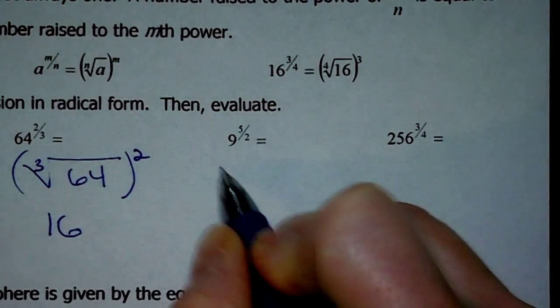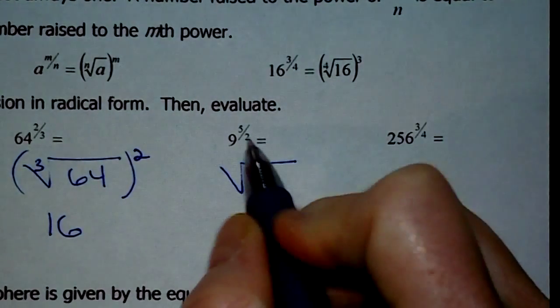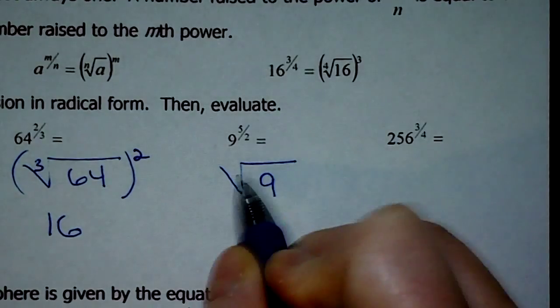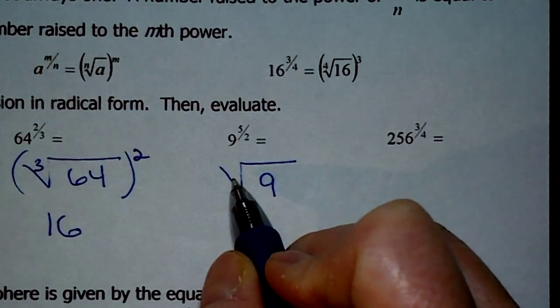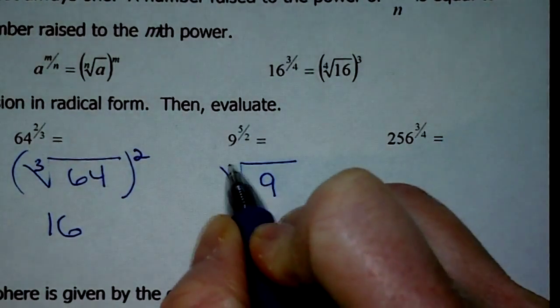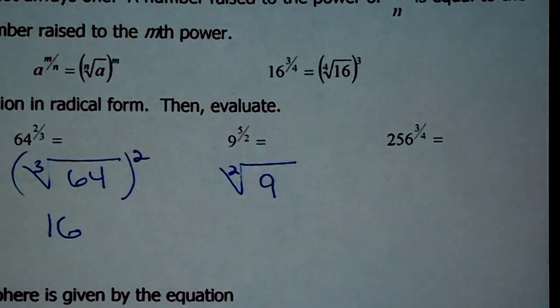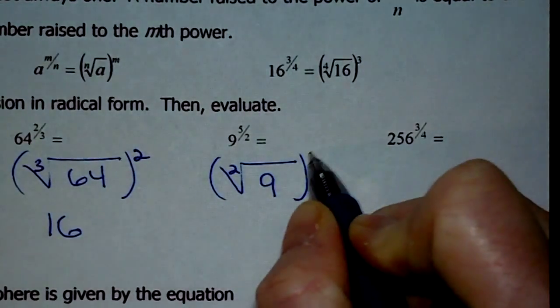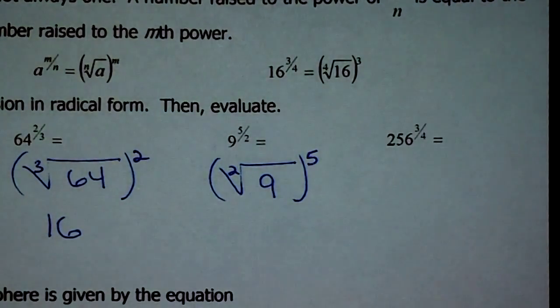Right, almost there. I have 9 to the 5/2 power. So to rewrite this, 9 would go on the inside. 2 is the root that I want to take. So when it's squared, I don't have to write that. You can if you want to, so I'll write it because maybe you want to. But you don't have to. When you see that radical sign, it automatically means square root. And the 5 in the numerator spot means I'm raising it to the 5th power.